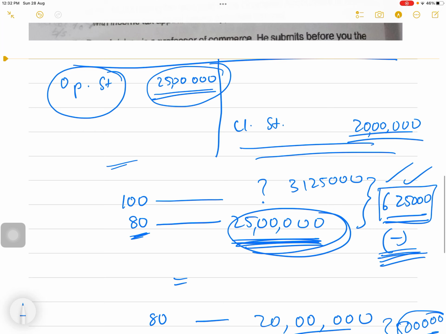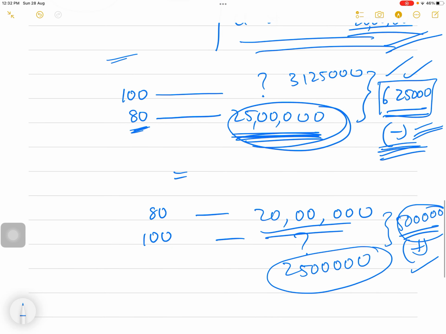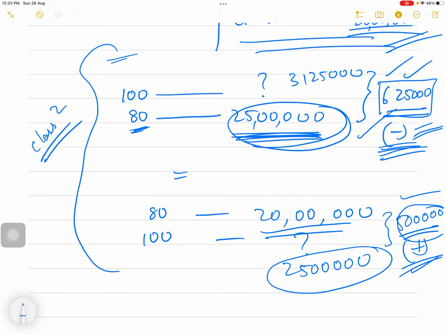When opening stock is understated, you have to subtract the difference. When closing stock is understated, you have to add the difference. So 6,25,000 you will subtract from the net profit, and 5 lakh you will add. This I have explained in detail in class 2. You can check the video.